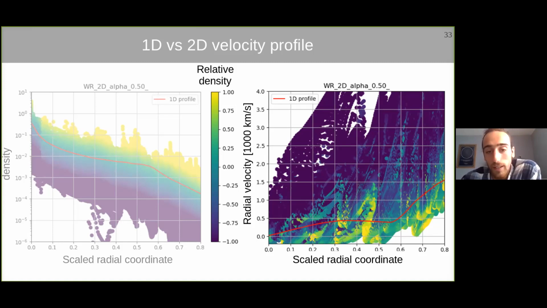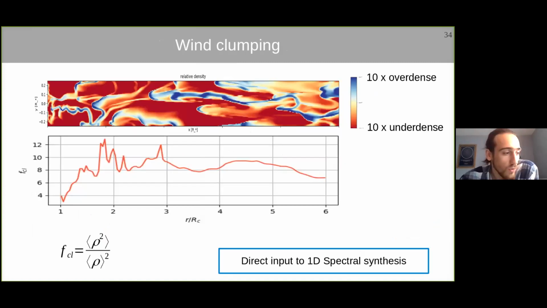And yeah, you see that the very undense gas can be up to 4 times faster than in the 1D setting, or even more. Okay. And again, that will have an effect on the radiative transfer.